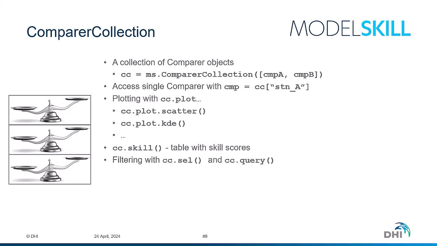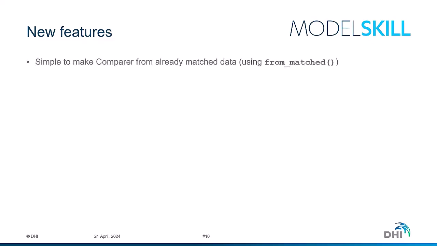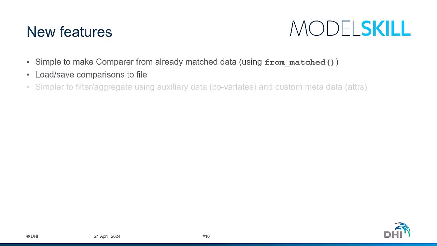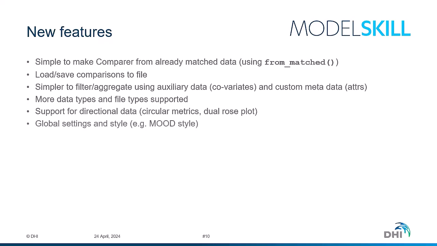The library has actually been around for a while under a different name, but some of the new things that we have developed over the past year are making it easy to create comparisons directly from match data, then save comparisons to file and load them, and also using auxiliary data and custom metadata. And then we have added support for more data types and file types. We have also added support for directional data, and then global settings and styling, and much better documentation.